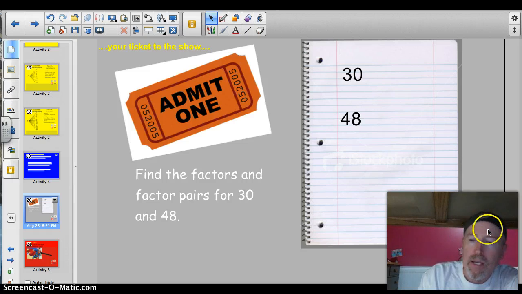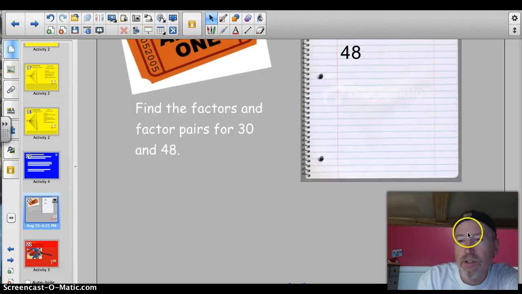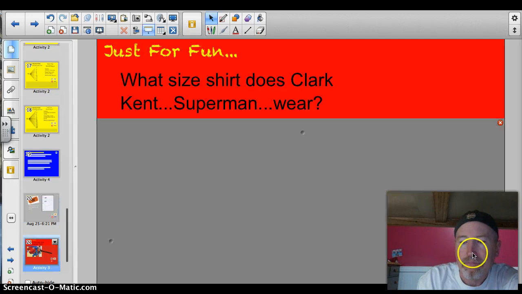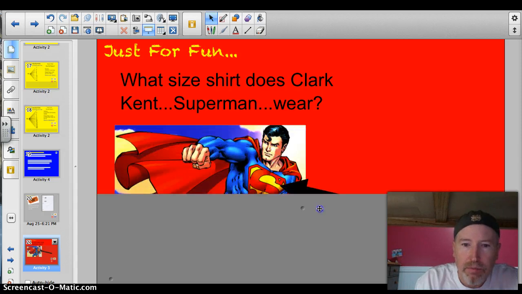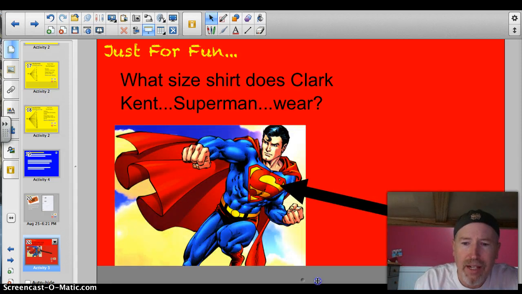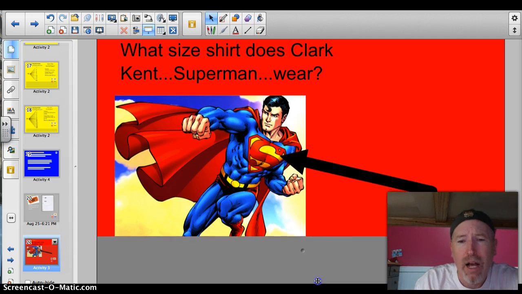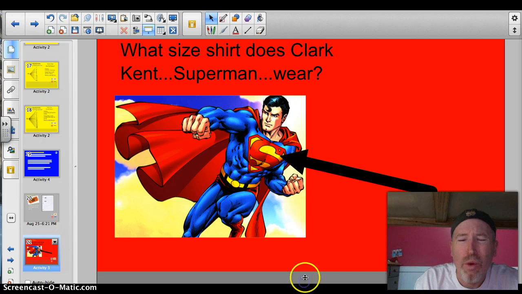Okay. Let's get to the answer to the trivia question. What size shirt does Clark Kent or Superman wear? Well, let's scroll down here. You probably thought XL because he's so buff, kind of like me. Hello. Actually, no. He wears a size small. And how weird is it that he actually has his shirt size right on the front?